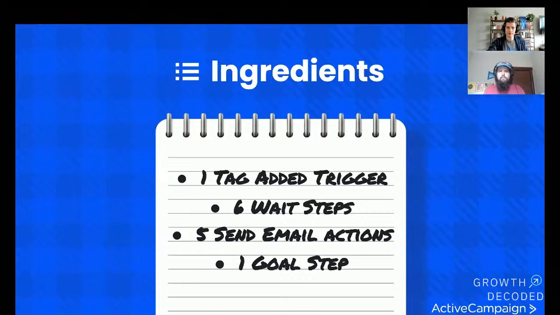So again, we're at the automation store. What's going in the cart here? So we've stocked up and saved. Again, just 4 different things, but with wait steps and send email actions, we got a couple. One is a tag added trigger. Next, we're going to have 6 wait steps. Then we're going to have 5 send email actions and 1 goal step. All right, a baker's dozen of automation features here.